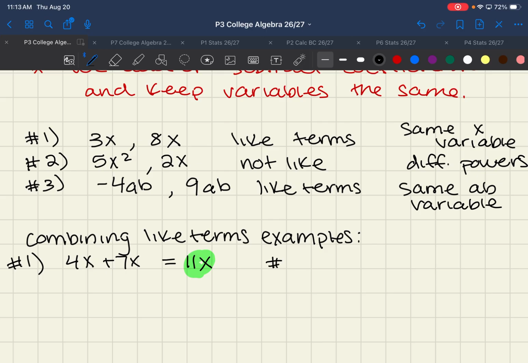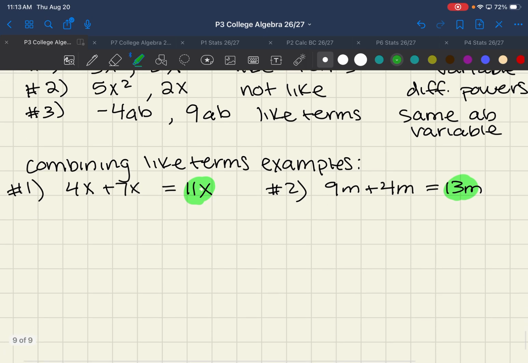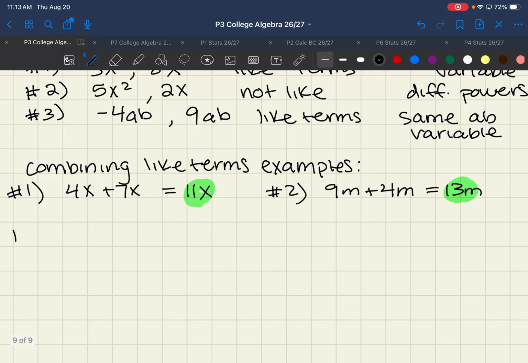Next one, 9m plus 4m. What would be the answer? 13m. We can combine the coefficients because they both have the variable of m. Now we're going to get a little harder. What if we had 6x plus 3 plus 2x plus 9? Are we able to combine all those numbers together? No, we have to identify the like terms.